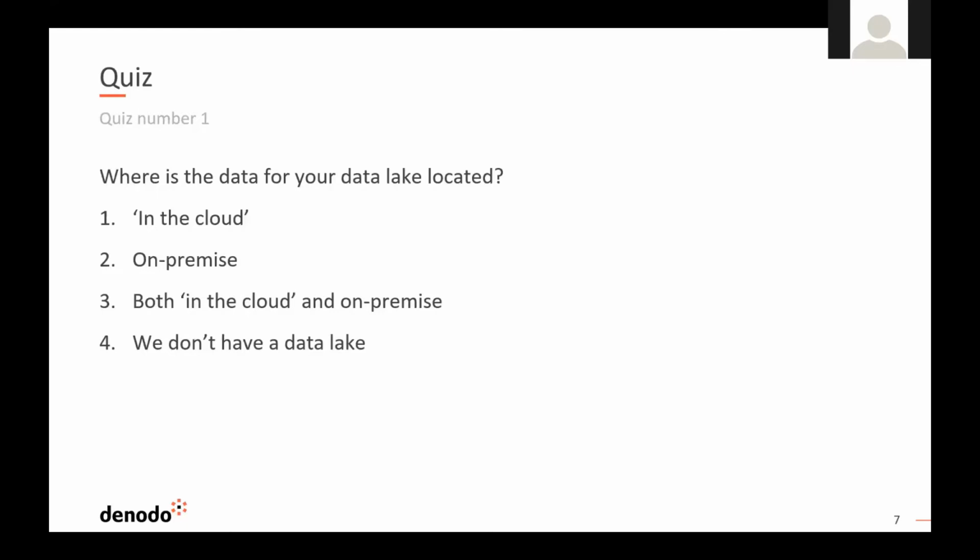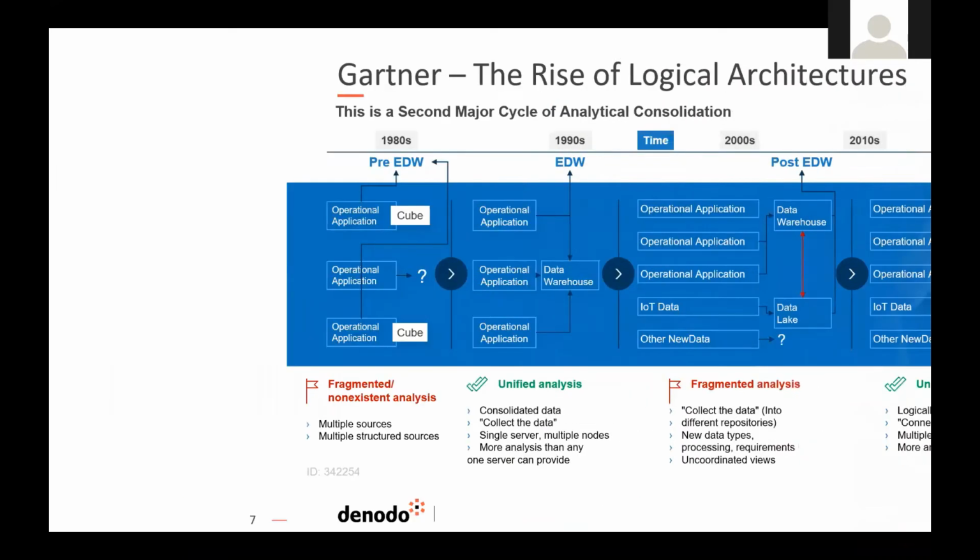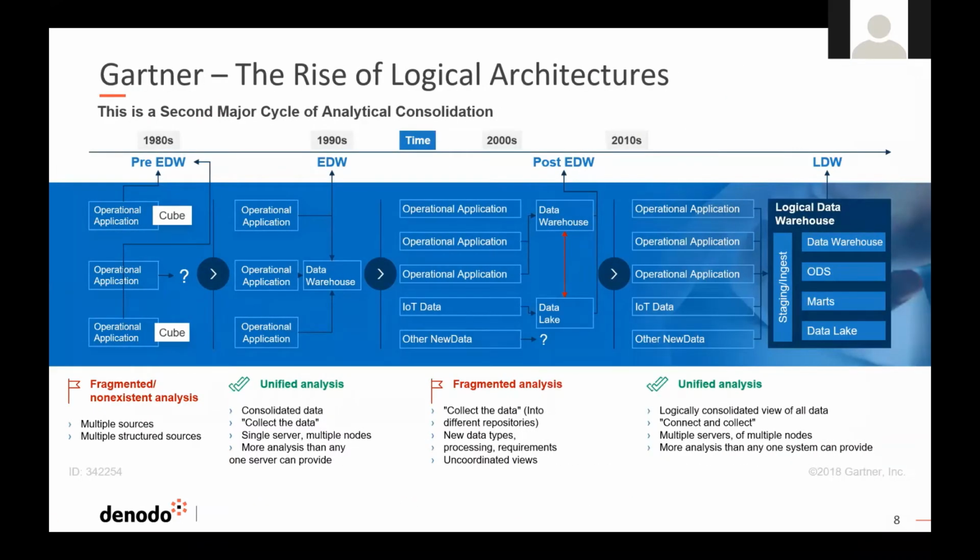If we just have a look at how Gartner view the rise of logical architectures or the evolution of analytical environments over time, we can see that in the 1980s, we had monolithic systems where it was quite likely that each organization literally had one system, one large system. And so it was actually quite easy to go and get that single view of data, because you just go to the system, you get the data, and it's done.